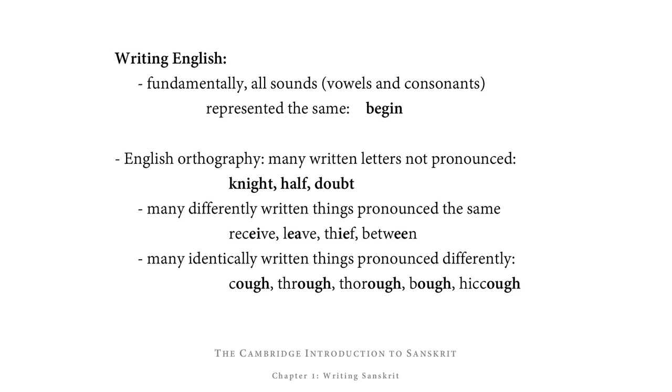So, for example, in night, half, or doubt, there's a variety of letters that you find in the writing, so the K, G, H, L, B, and so on, that are not pronounced. Many differently written things are pronounced the same. So, for example, in receive, leave, thief, and between, the E sound is represented in writing in 4 different ways, namely EI, EA, IE, and EE. And conversely, many things that are written identically are pronounced differently. So the combination of OUGH in cuff, through, thorough, bow, and hiccup each time gives us a completely different sound.